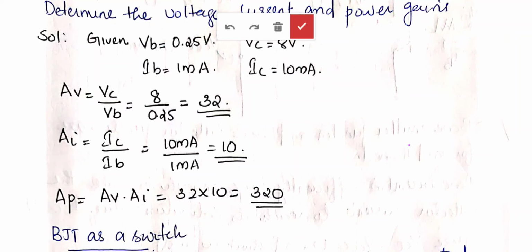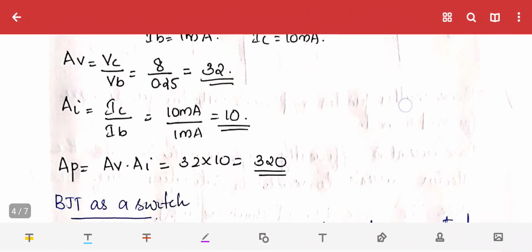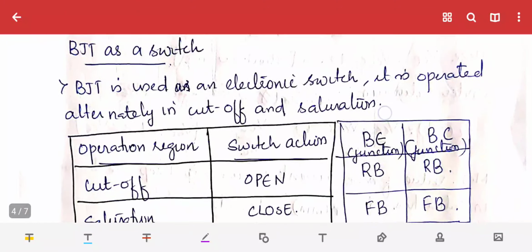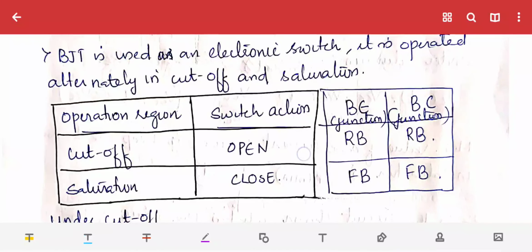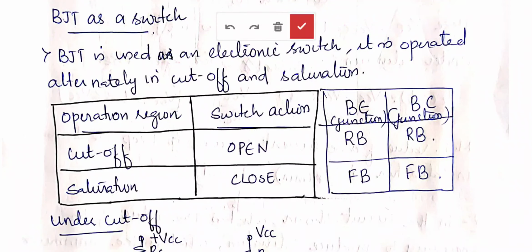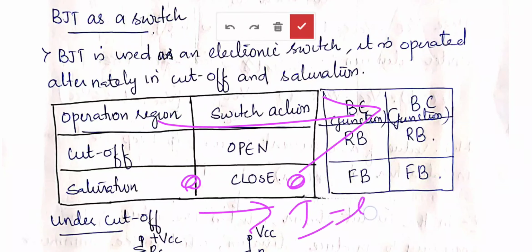Okay. Next we will see the second application of an amplifier circuit, that is BJT as a switch. So what do you mean by switch? Switch is a device which will be either in on or off condition. When it is on, switch is on means it will act as a closed loop. That means current will flow through the circuit. When it is off, it will act as an open circuit. So there is no current flow. Current is equal to 0.